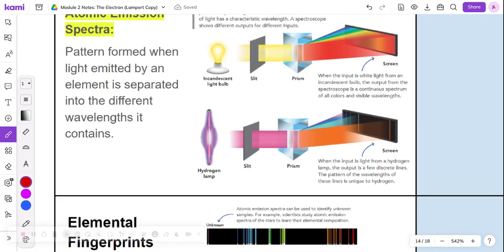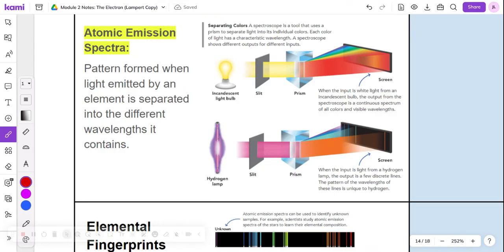All right. Now, that thing that we saw in the spectroscope is called an atomic emission spectrum. So an atomic emission spectra is just the pattern formed when light emitted by an element is separated into different wavelengths that it contains. Questions so far? All good?